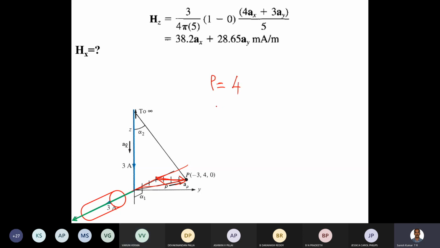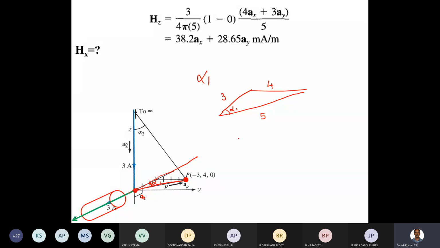Thank you. Now let us calculate alpha 1. Alpha 1 is the angle between the axis and the line connecting the observation point and the lower edge. Don't look at this alpha, it is for the previous problem. So this is alpha 1. You know this length is 3, this length is 4, this is 5. Now what is alpha 1?